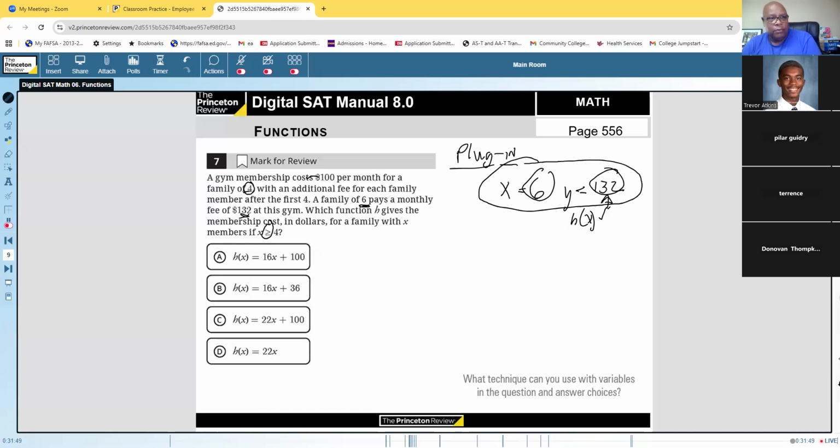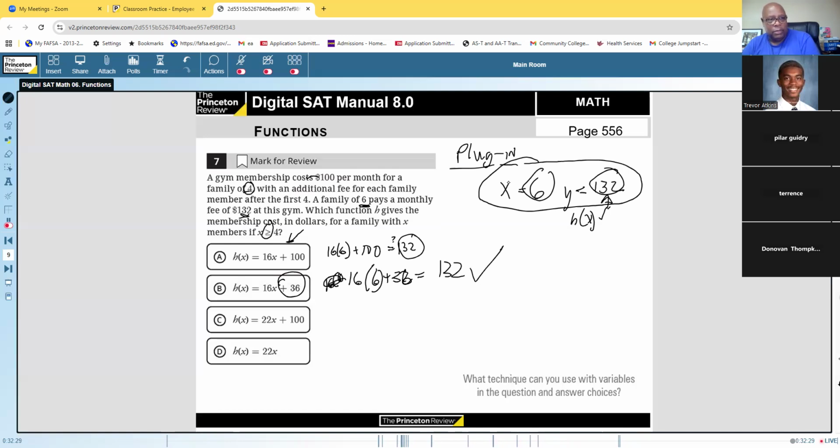If we try this one first, right? 16 times 6 plus 100. Again, I'm using plug-in, right? Is it 132? No, it's 196. So we get to B, let's see. 16 times 6. But this one is 36 now, right? Plus 36. It does give me 132.